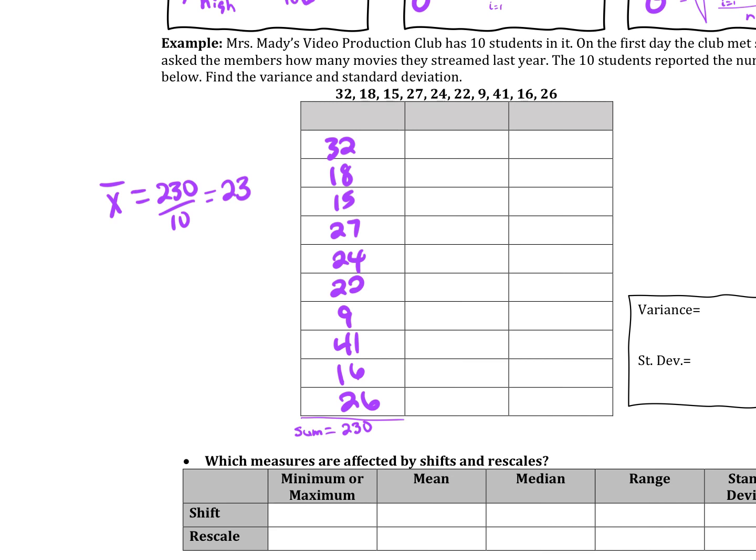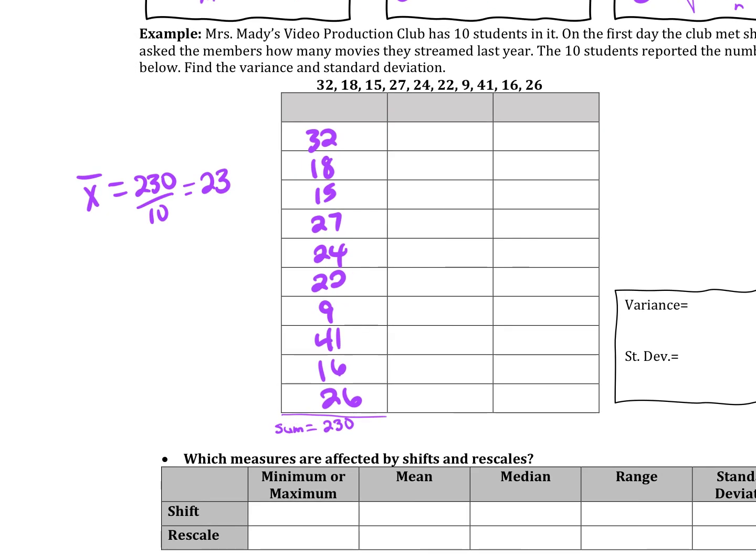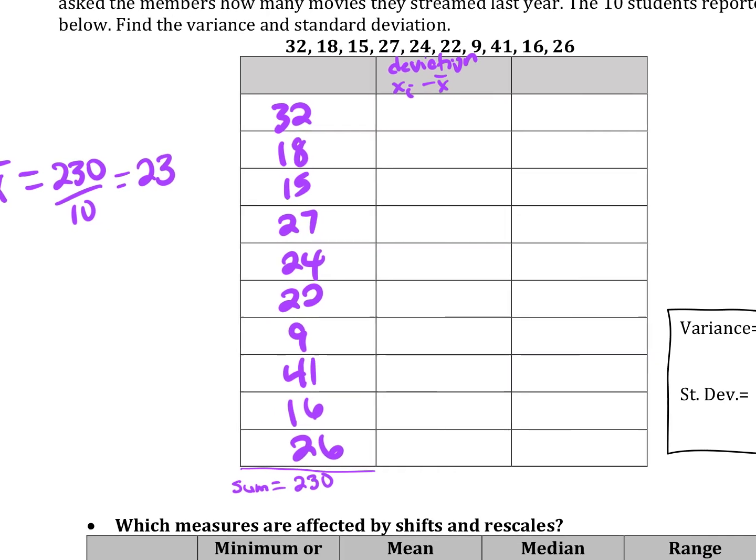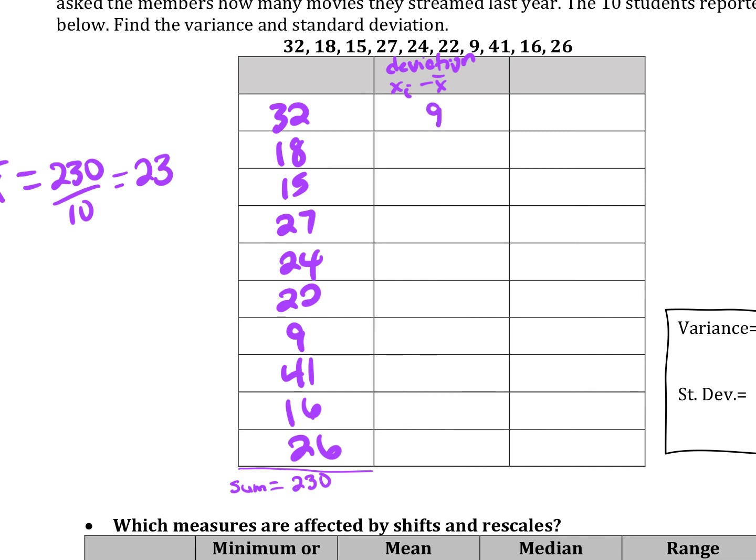So then the next step is that we're basically finding these differences or these deviations, right? So to find our deviations, we are doing each of those particular values minus our mean, right? So in other words, 32 minus 23, so we get 9. 18 minus 23, so negative 5. 15 minus 23, so negative 8, and so on.